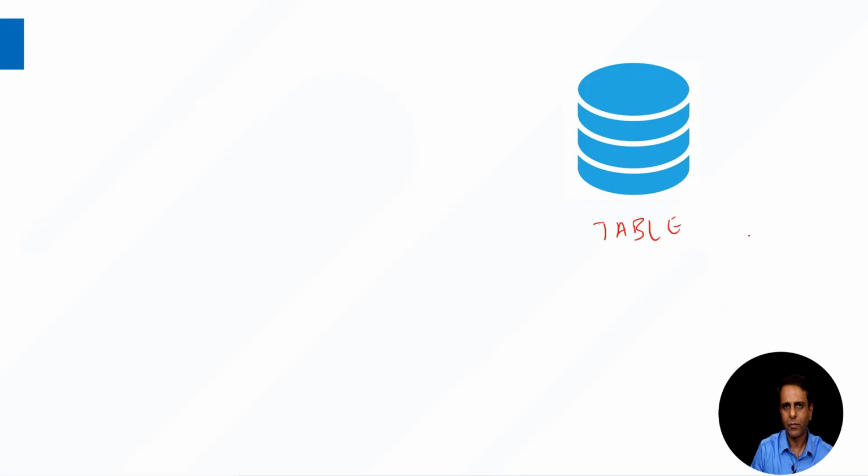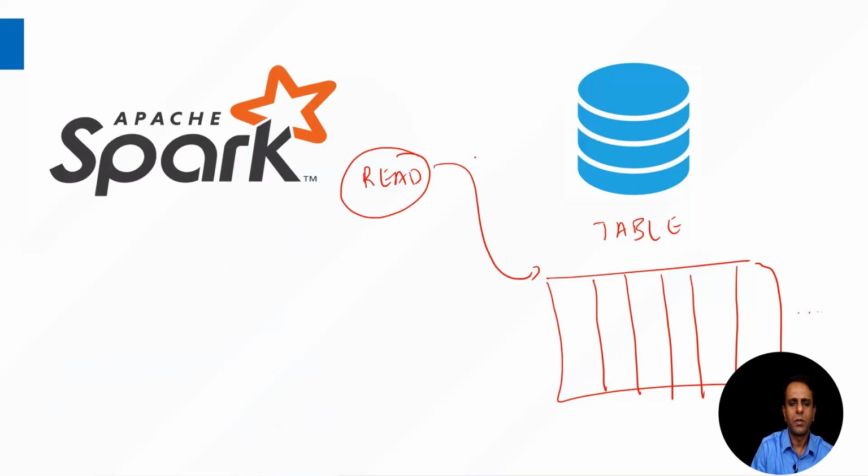tables. A table may have multiple columns. Now, if Spark wants to read all the columns and all the rows, then no problem. But if Spark wants to read only a few columns and only a few rows to create the data frame.